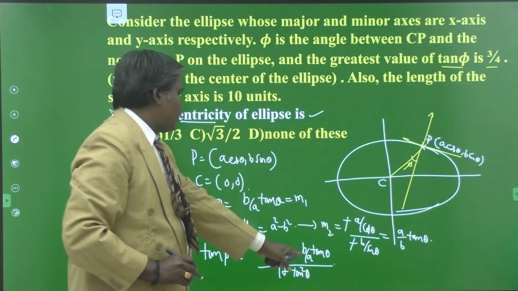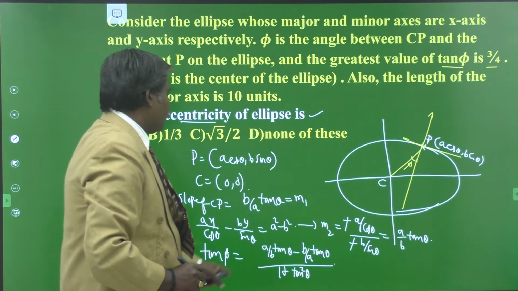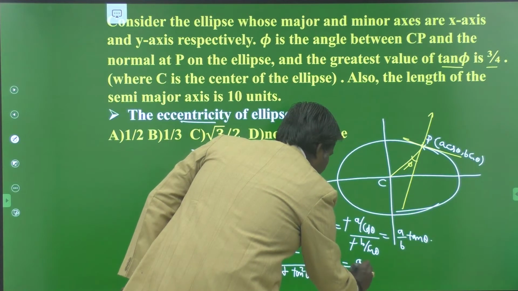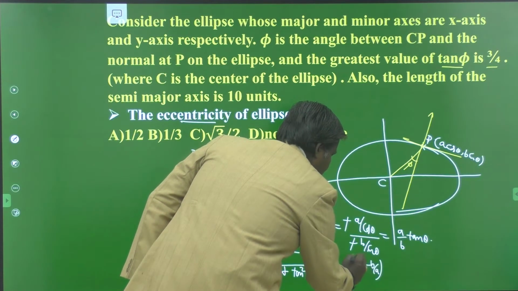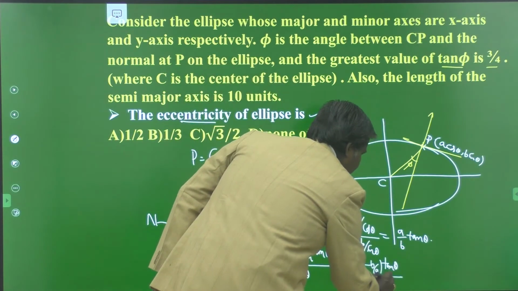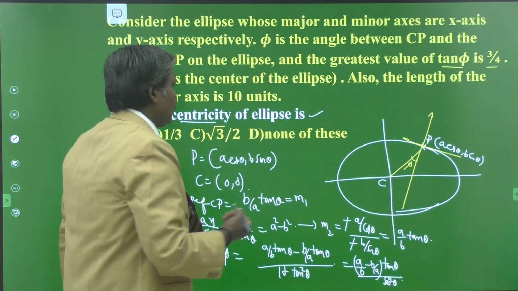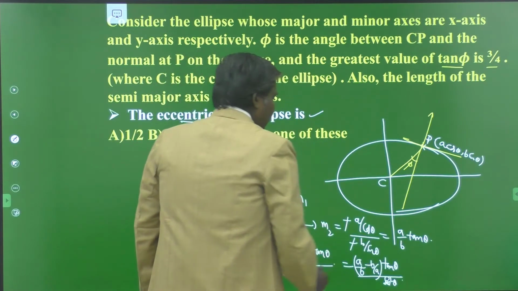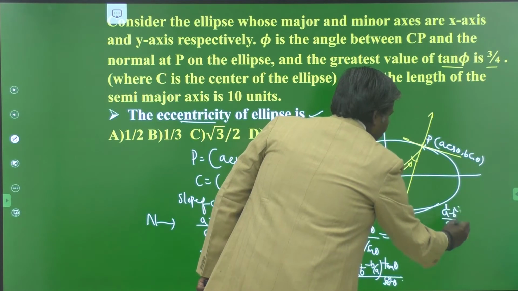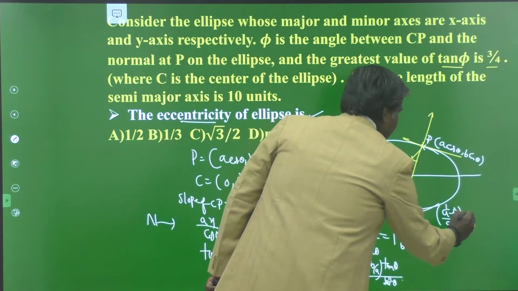m1 minus m2 by 1 plus m1 m2. a by b by a gets cancelled, tan square theta is there. So (a by b minus b by a) into tan theta by secant square theta. On simplifying this one, (a square minus b square) by ab times tan theta into cos square theta.